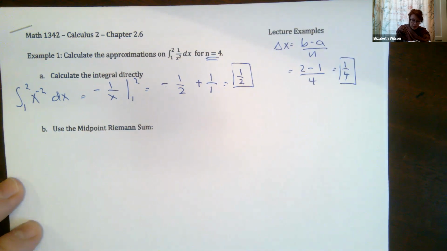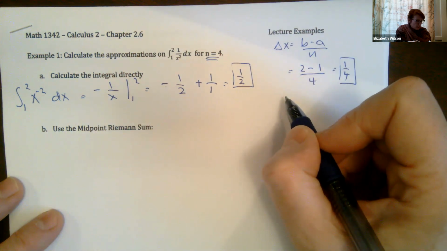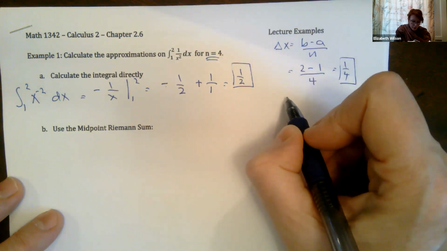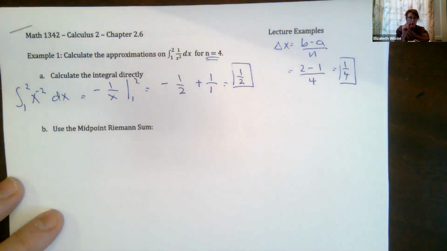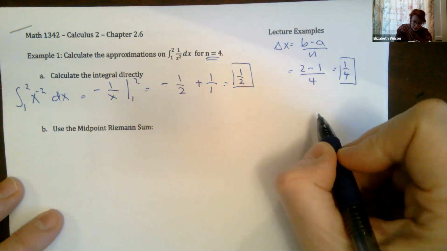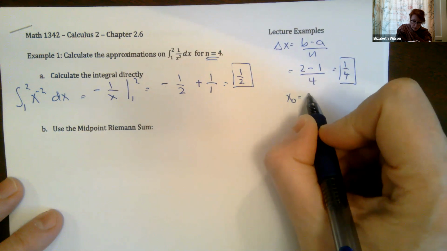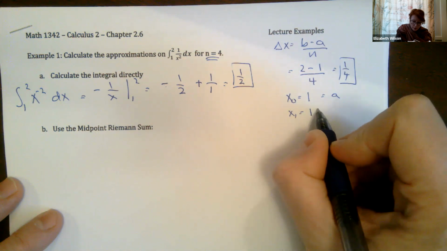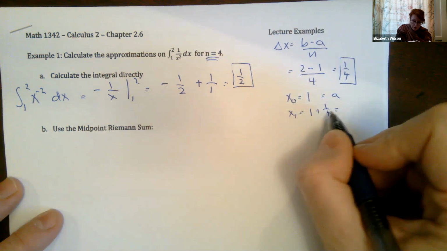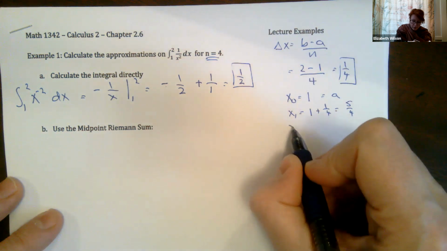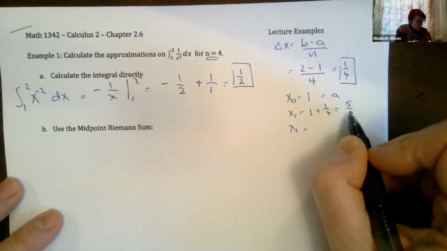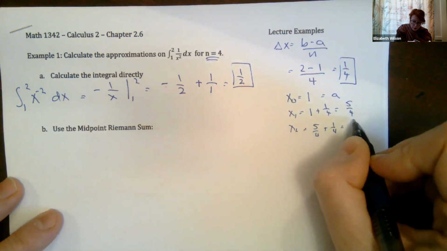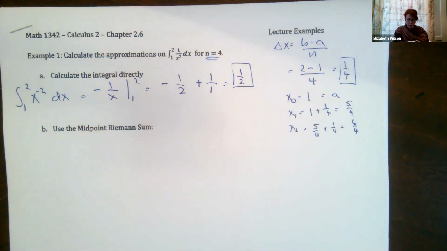So now I'm going to calculate what my x naught, x1, x2, x3, x4 values are going to be. I know I'm going from 1 to 2, and I need to increment by quarter increments at a time. So if x naught is equal to 1, that's my a. X1 is 1 plus my delta x, which is 1 plus 1/4, that's 5/4. X2 is 5/4 plus 1/4, which is 6/4. I'm going to leave it as 6/4. You can simplify it if you want to, it doesn't matter.